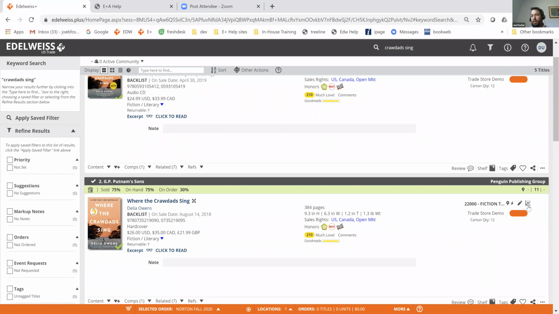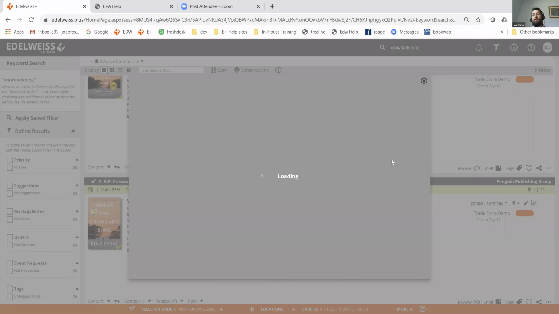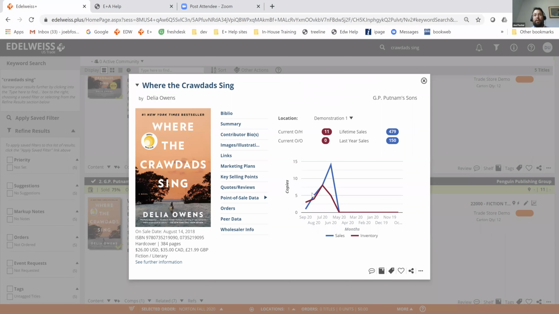You can also bump in here and see more of the trend sort of thing. You know, for this particular store, lifetime sales, when was the last time you sold anything, that sort of stuff. So like here, the maroon is on hand and the blue are sales. And you can do that for any title that you find in Edelweiss.